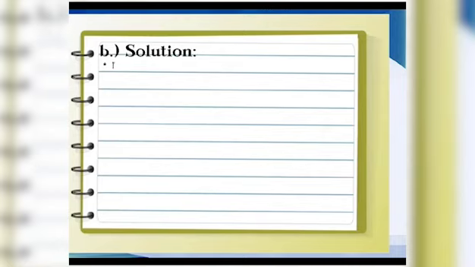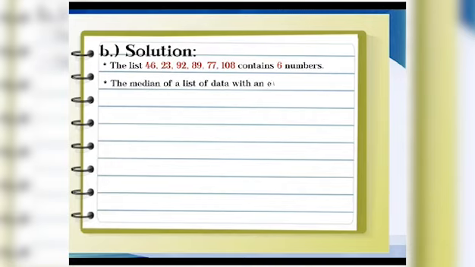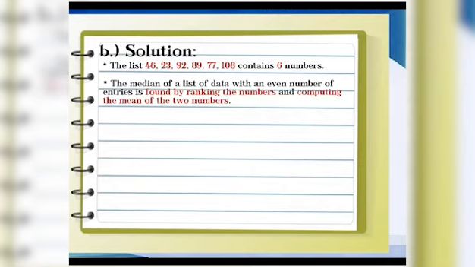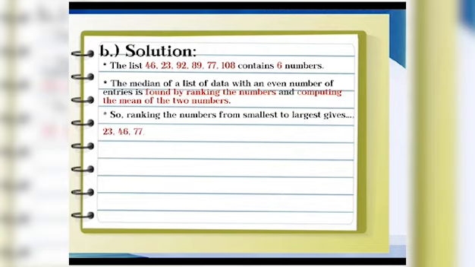The list 46, 23, 92, 89, 77, and 108 contains 6 numbers. The median of a list of data with an even number of entries is found by ranking the numbers and computing the mean of the two middle numbers. So, ranking the numbers from the smallest to largest gives 23, 46, 77, 89, 92, and 108.